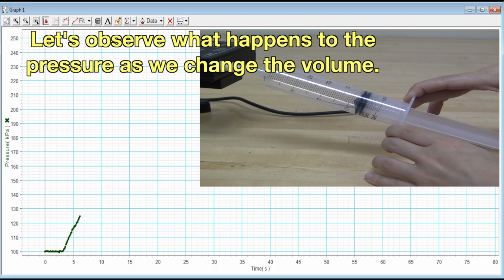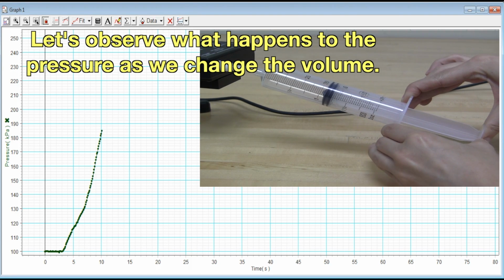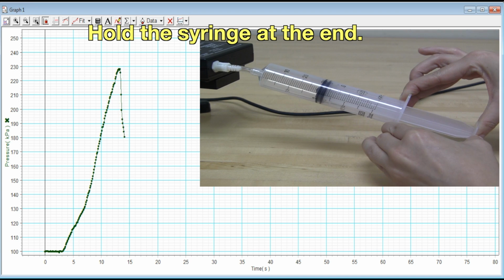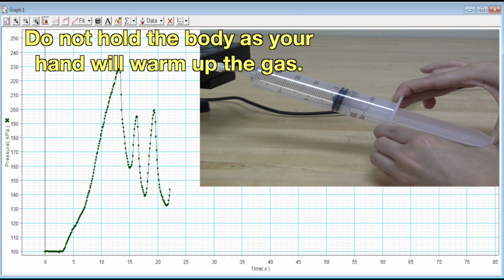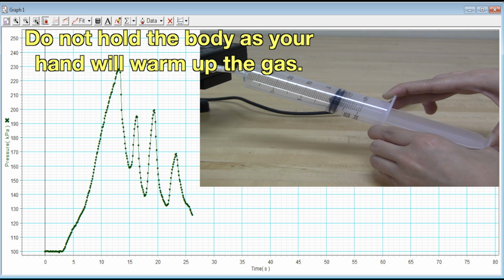Let's see what happens to the pressure when we change the volume. As the volume decreases, the pressure increases. As you move the plunger, be sure to hold the syringe at the end, as the heat from your hands will warm up the air in the syringe.